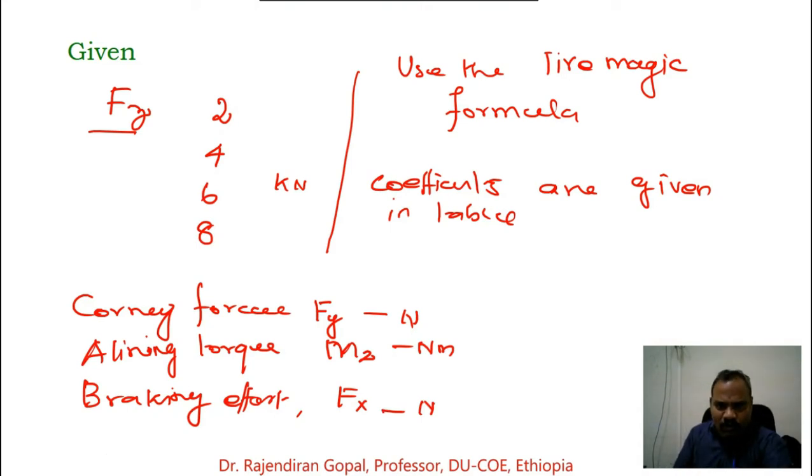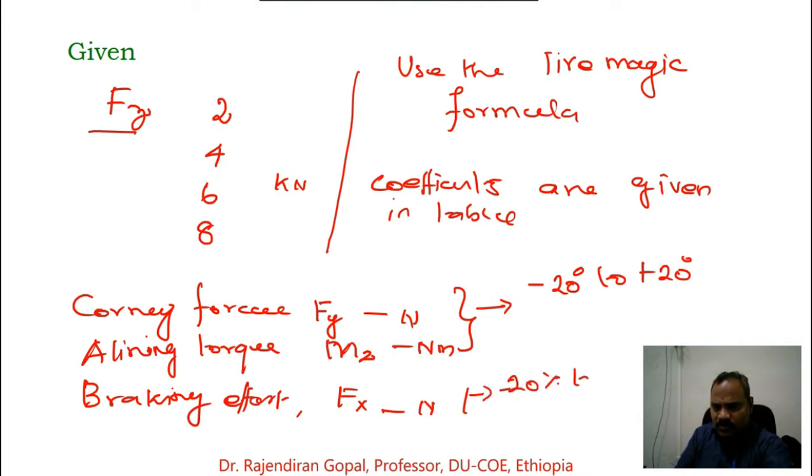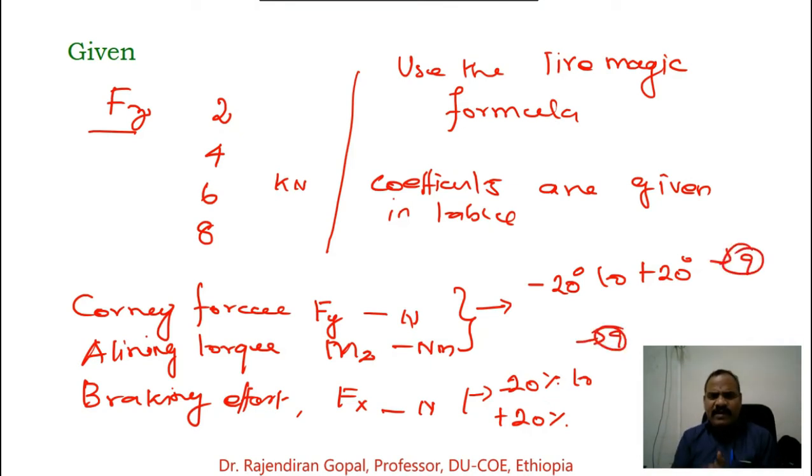Now, they are given 4 loads. For each load we have to find out these things, with slip angle for the cornering force and aligning torque from minus 20 degree to plus 20 degree, and the skid of tire from minus 20% to plus 20%. Now this problem asks for 3 outputs with 4 loads, and the slip angle and the skid are varied from minus 20 to plus 20, that is 9 variables. So we have to make this one by program.